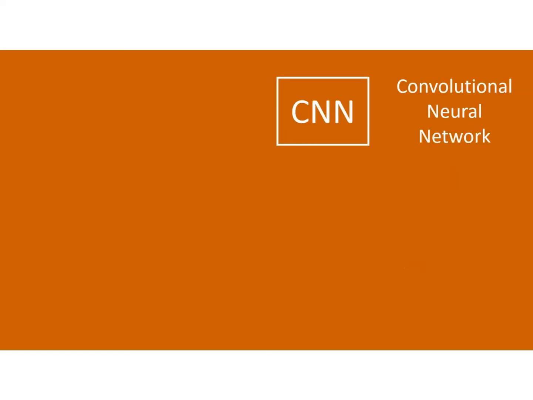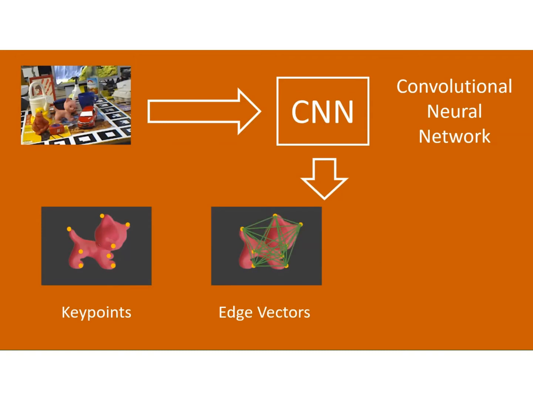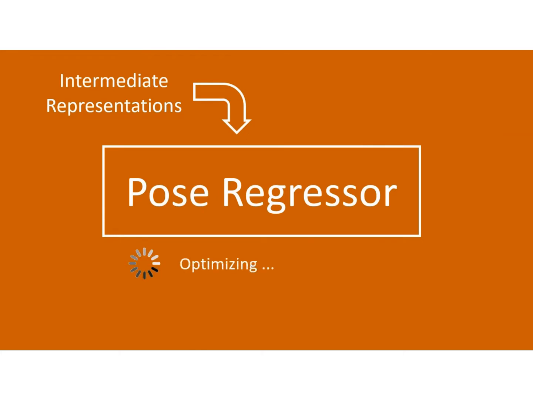HybridPose utilizes a convolutional neural network, which takes the RGB image as input and predicts 3 different types of intermediate representations, including keypoints, edge vectors, and symmetry correspondences. The pose regressor receives the predicted intermediate representations as input and formulates pose estimation as an optimization problem. It estimates the rigid pose parameters that best align 2D and 3D intermediate representations.